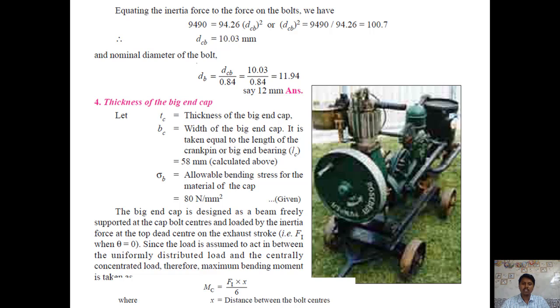Already we discussed on the cap, the load acting is a moment, that is the maximum bending moment we calculated as Fi x by 6. This Fi x by 6 comes from two different cases. First case, if it is a concentrated load, you will get one maximum bending moment equation. If it is a uniformly distributed load on the simply supported beam, you will get another equation. So, by taking an average, we get maximum bending moment on the cap is Fi x by 6.